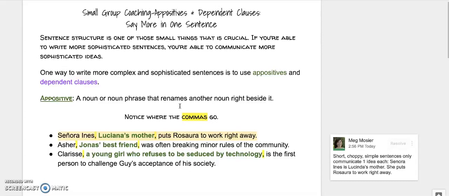Now, go into your own writing and see if you can find places where you can kick up your sophistication a notch by trying these two strategies. Good luck!